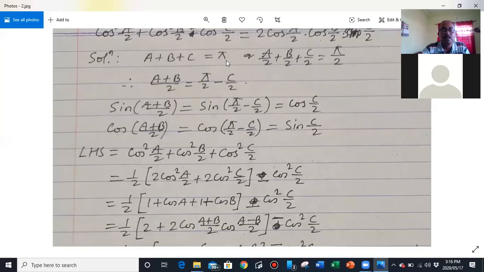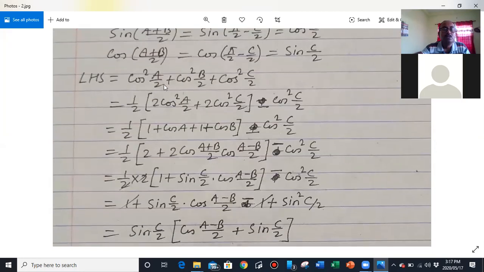A plus b plus c equal to pi, so divide by 2. A by 2 plus b by 2 plus c by 2 will be pi by 2, or a plus b by 2 is pi by 2 minus c by 2. So take sin of a plus b by 2, which will be sin of pi by 2 minus c by 2. You know pi by 2 is 90 degrees, so it is cos c by 2. Similarly, cos of a plus b by 2 will be sin c by 2. Wherever needed, this kind of substitution can be made.